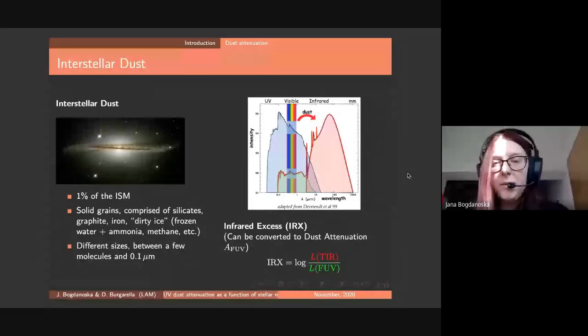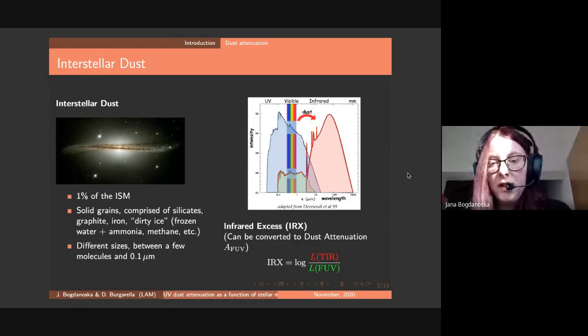And here, just to tell you a little bit about how we can estimate the dust, I show you a mock SED of a galaxy with the blue line representing what the light coming out from the stars would look like if there was no dust. However, what we in fact observe is the lower value, so the green line, plus the red. So the light that has been absorbed by the dust is re-emitted in the infrared. And we use this energy balance principle to calculate the infrared excess. And by creating this ratio, we can later convert to dust attenuation.